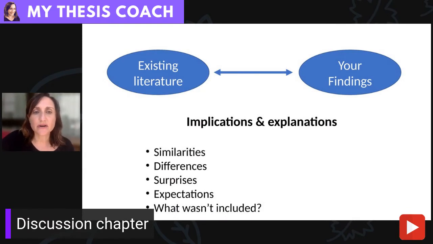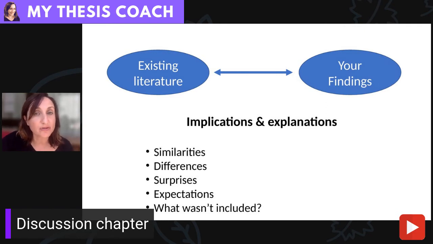You can see over here, I've shown that what you're doing in the discussion is you're taking your findings and you are relating them directly to existing literature, most of which you will have already shared in your literature review, which came a couple of chapters back. And now what you are doing in this chapter is telling the reader, okay, what are the similarities between the existing literature and what you discovered? What was the same? And also, what was different? What was not the same? Were there any surprises in your results that were different from previous studies?